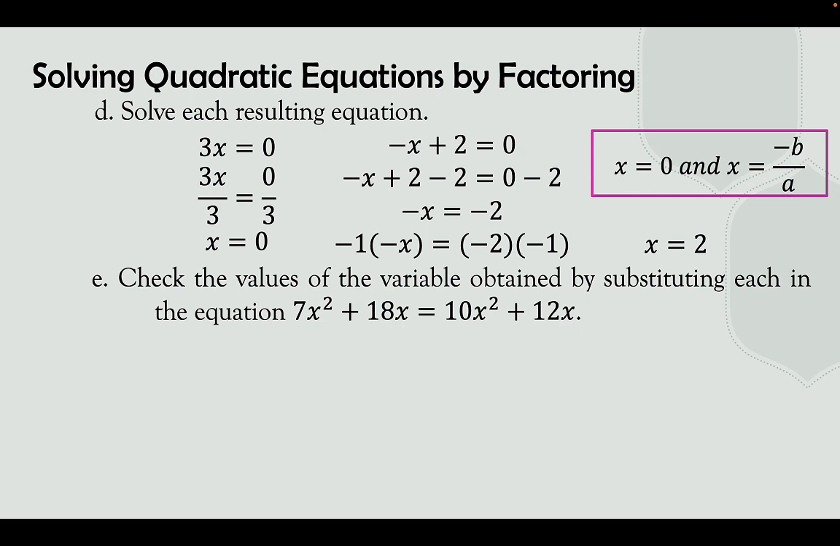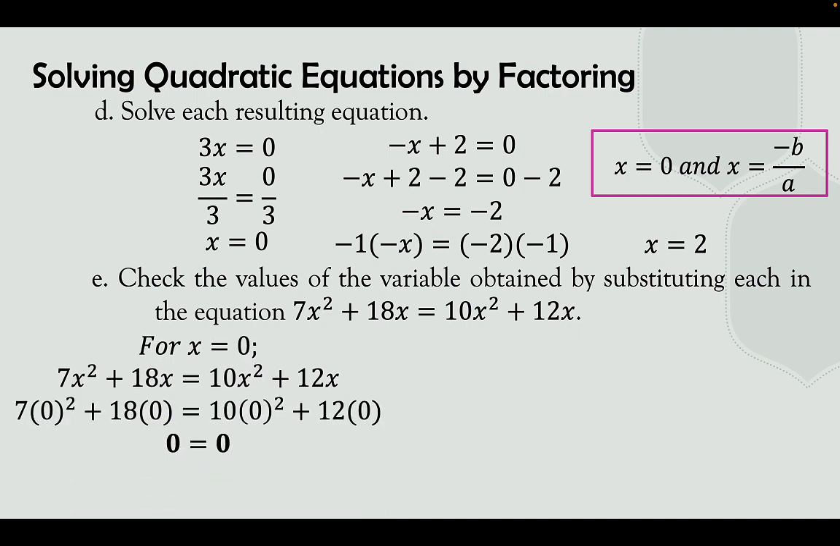So let's check if the values obtained are true. We just need to substitute the given values of x in the original equation. So let's try 0. So we have 7 times 0 squared plus 18 times 0 equals 10 times 0 squared plus 12 times 0. That is 0 plus 0 equals 0 plus 0. So we have 0 is equal to 0.